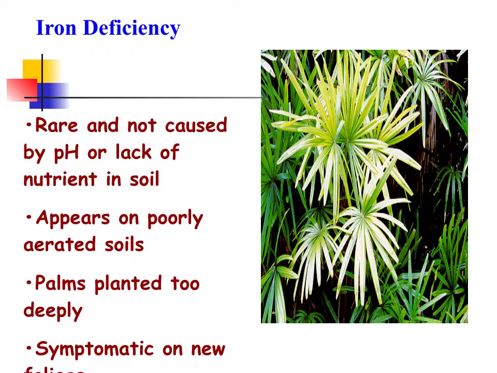Let's go back a second on iron. Notice it's symptomatic on new foliage. Iron is immobile in the plant. So once it's locked into the cells and the plant tissue, it's there for the rest of that leaf's life. So when the plant cannot get enough iron for whatever reason or reasons, the new foliage will come out showing the deficiency symptoms because it's an immobile plant nutrient.